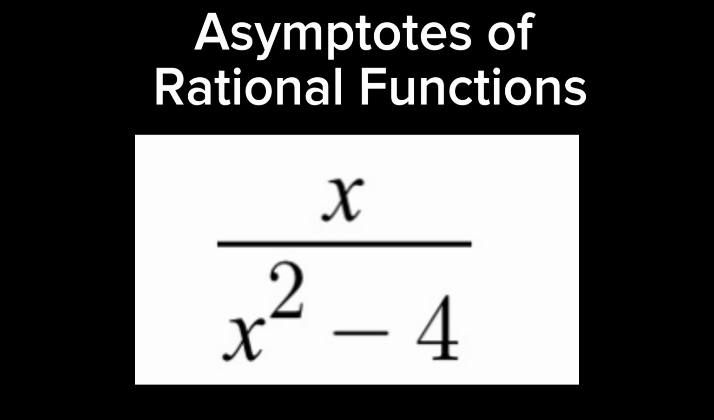So first of all, let's find the horizontal asymptote. To find the horizontal asymptote, let's look at the highest power in the numerator and the denominator. In the numerator, the highest power is 1, and in the denominator, the highest power is 2. And since the power in the numerator is lower than the power in the denominator, we know that the limit when x approaches infinity, or the horizontal asymptote, is 0.